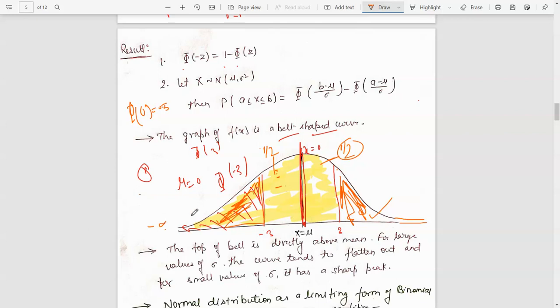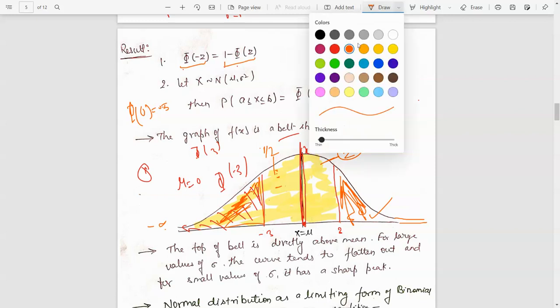The area from minus infinity to minus 3 is the same as the area from 3 to infinity. So if you want to find this area, you can translate it this way also: over the whole region, just calculate this shaded region, and you will find the particular probability.